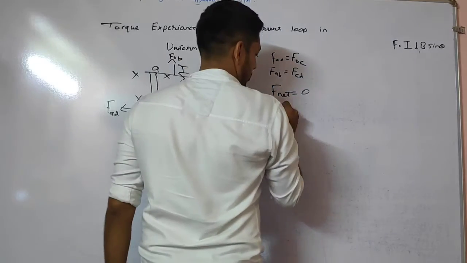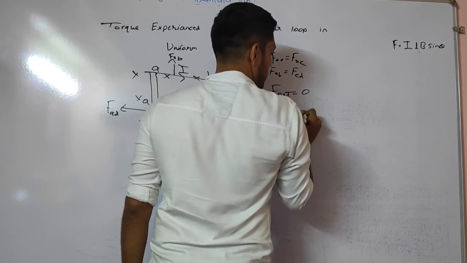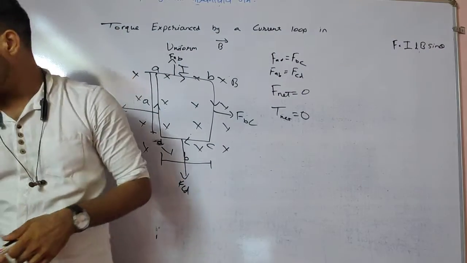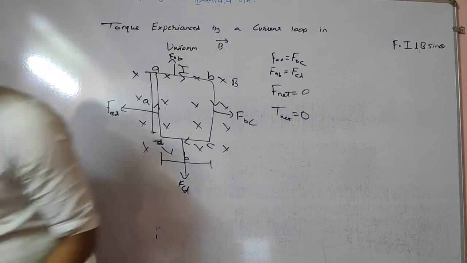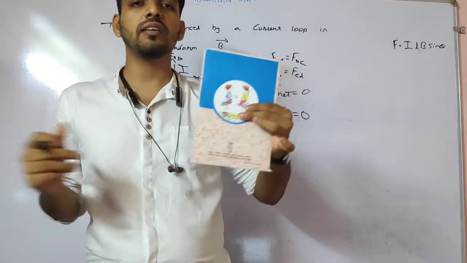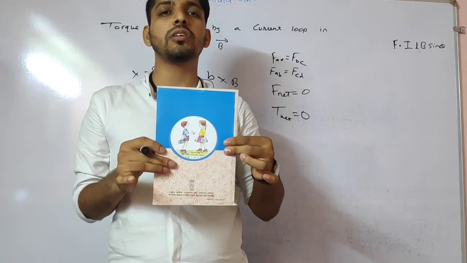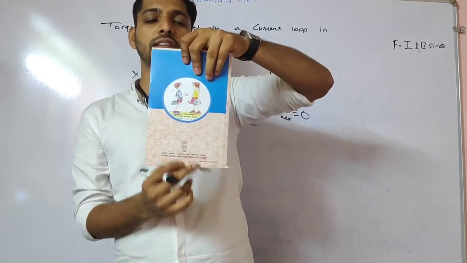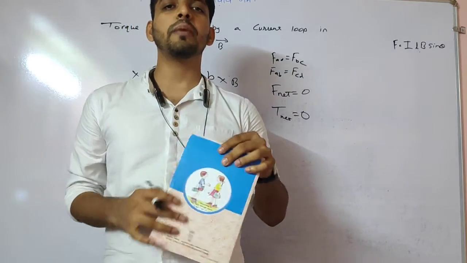Also the net torque will be equal to 0, because all the forces act along the same lines, so there will be no torque acting on it. Suppose we take a book, this is a plane. If it is stretched from this side and this side, it will remain in the same position and the forces will be cancelled. Similarly, if it is stretched from this other side, things will remain the same.